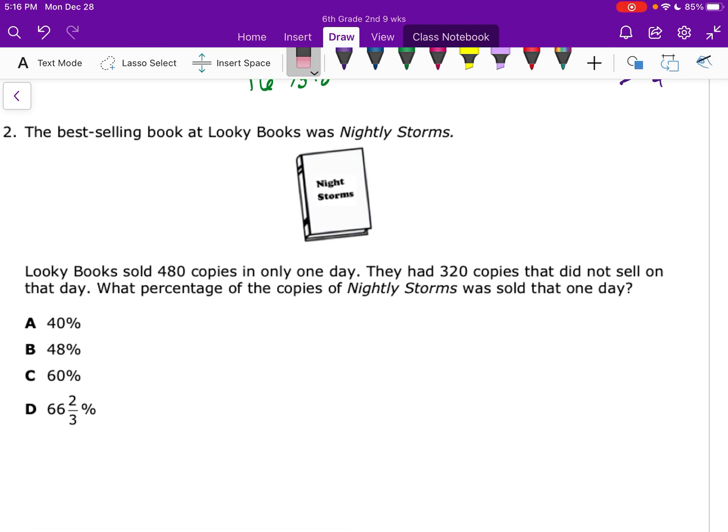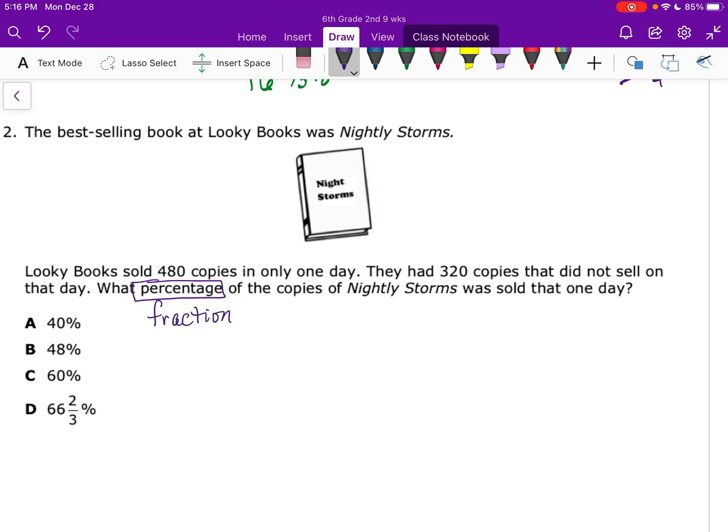Number 2 says, the best-selling book at Looky Books was Nightly Storms. Looky Books sold 480 copies in only one day. They had 320 copies that did not sell on that day. What percentage of the copies of Nightly Storms was sold that one day? Okay, so we're going to change percentage to what? What are we thinking in our head? To fraction.